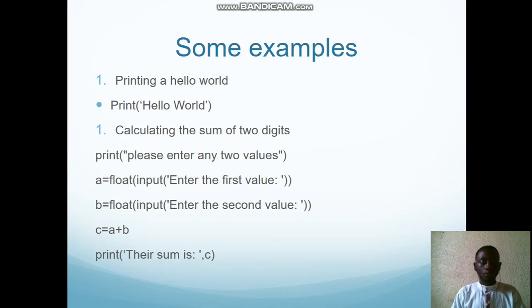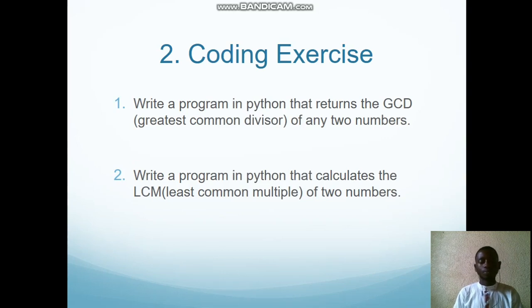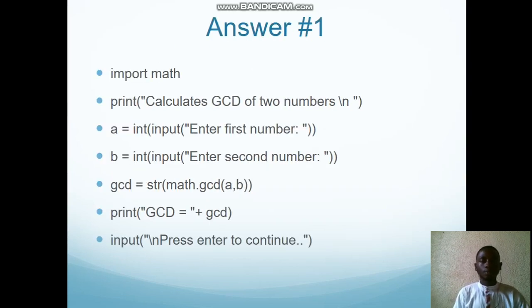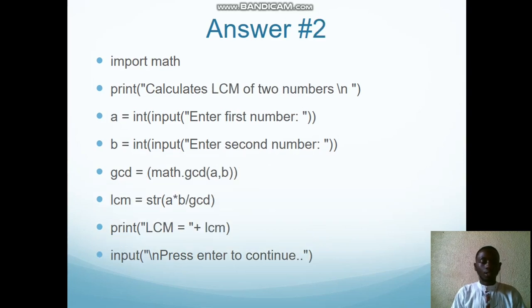After this, let's look at some coding exercises. The first one is to write a program in Python that gives the greatest common divisor of any two numbers. The second one is to write a program that will give the least common multiple of any two numbers. But before checking our answers, try to do your own program, and then compare it with these answers. This is the first answer, this is the second answer.